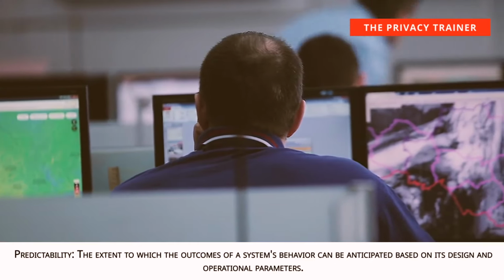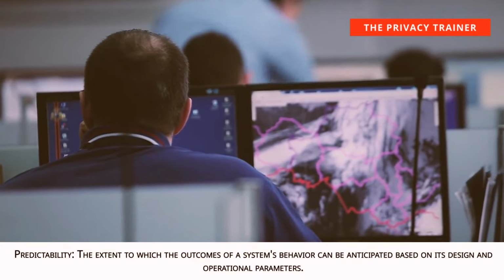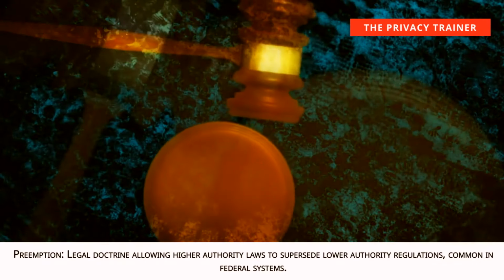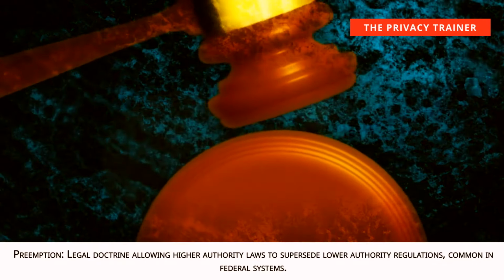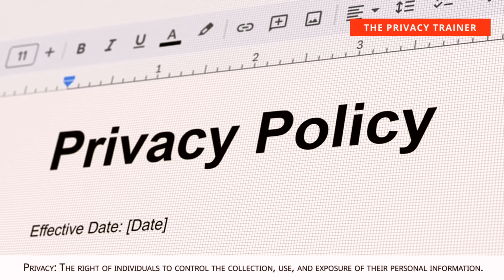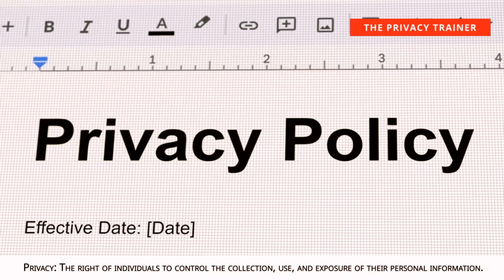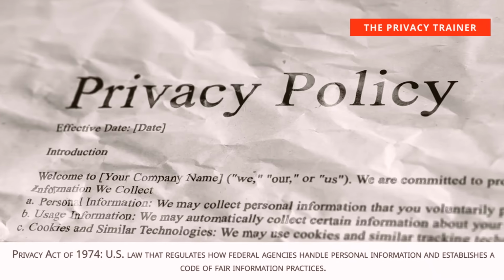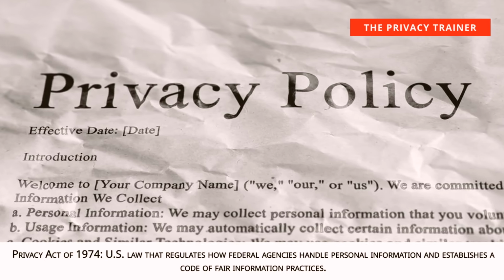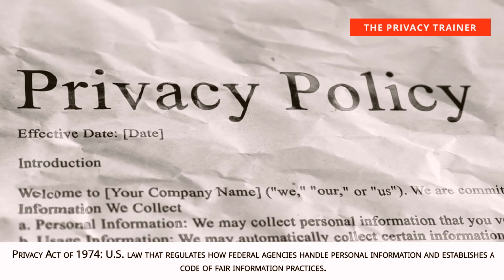Predictability. The extent to which the outcomes of a system's behavior can be anticipated based on its design and operational parameters. Preemption. Legal doctrine allowing higher authority laws to supersede lower authority regulations, common in federal systems. Privacy. The right of individuals to control the collection, use, and exposure of their personal information. Privacy Act of 1974, U.S. law that regulates how federal agencies handle personal information and establishes a code of fair information practices.